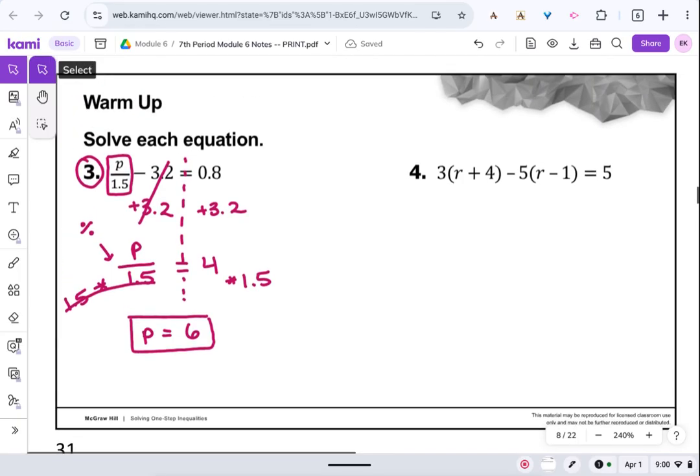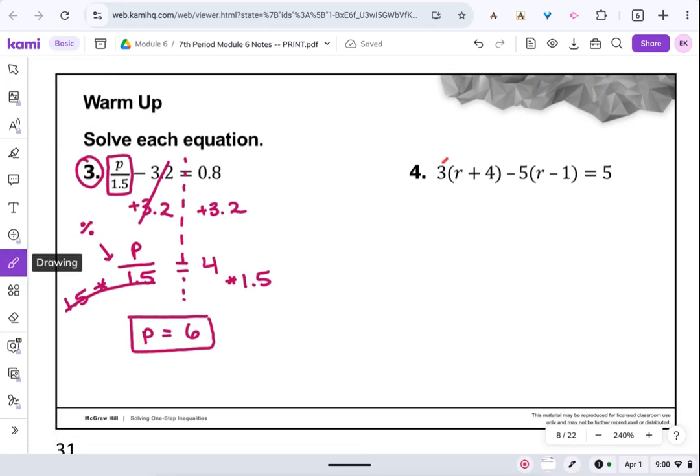So on number 4, we'll take the 3 that's outside and multiply it in. I'm just going to do this scratch work over here so I can save some space. So we've got 3 times r.